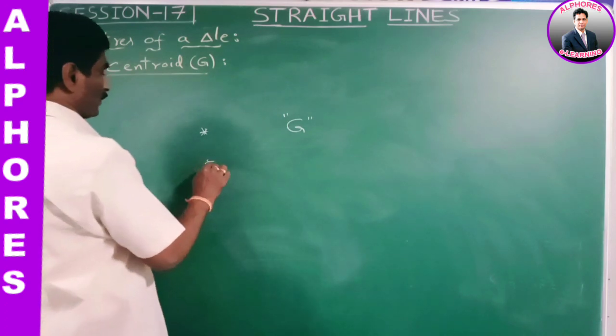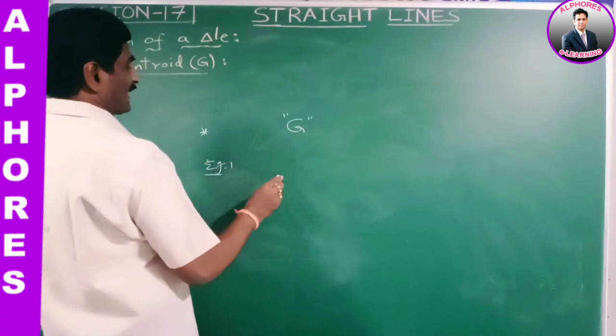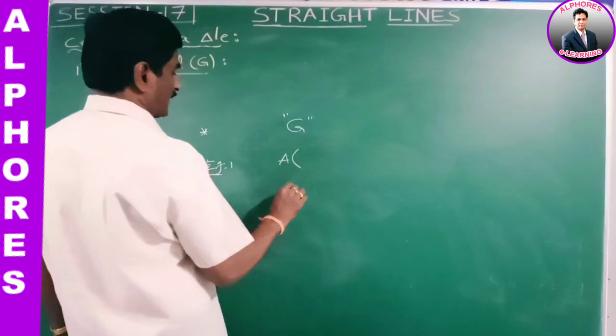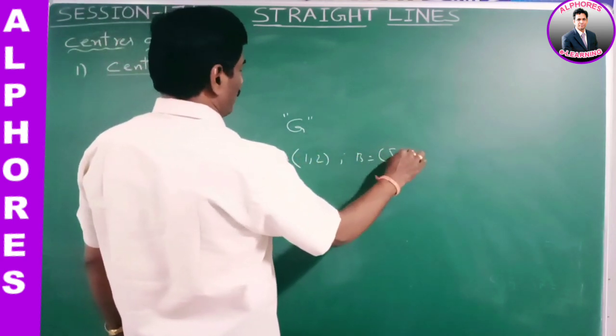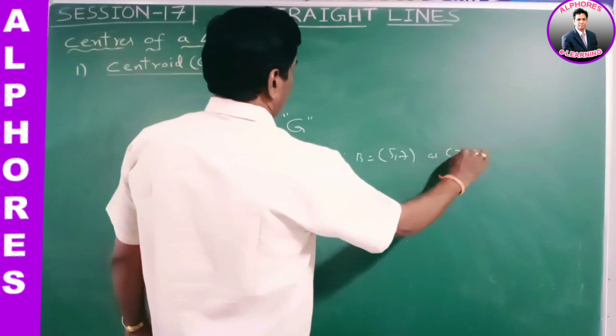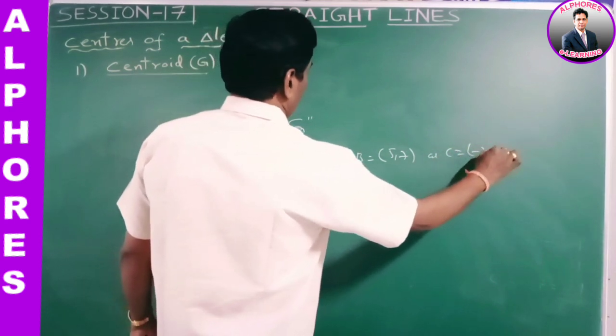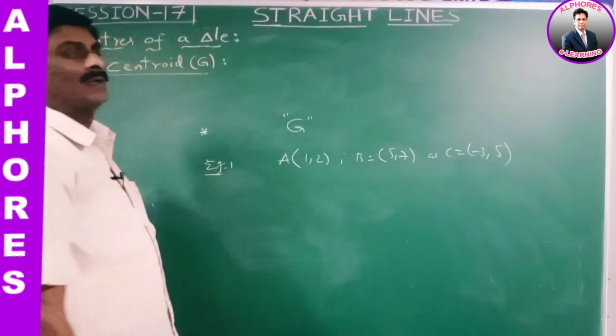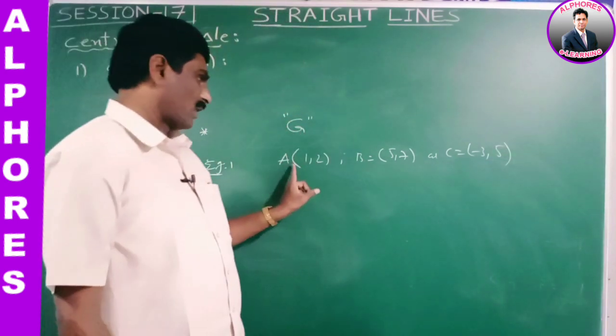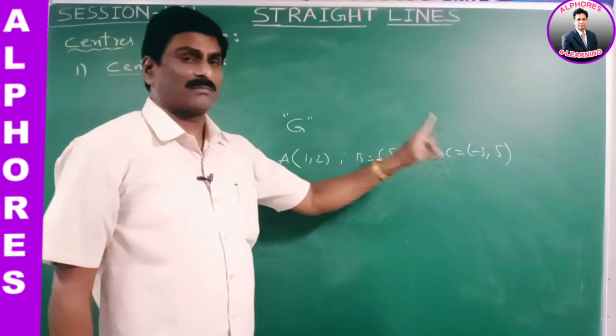Let us work one example. Find the centroid of the triangle formed by the vertices A (1, 2), B (5, 7) and C (-3, 5). Sorry, C is (-3, 5). Find the centroid of the triangle formed by the vertices (1, 2), (5, 7), (-3, 5).